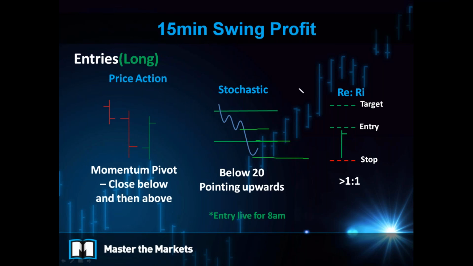Let me draw that in bars for you. 2 red bars like this, and then you get a green bar over here. You can include one more parameter saying close above the 50% mid-range. Or it can be 2 red bars like a V shape, and then a green bar like that.